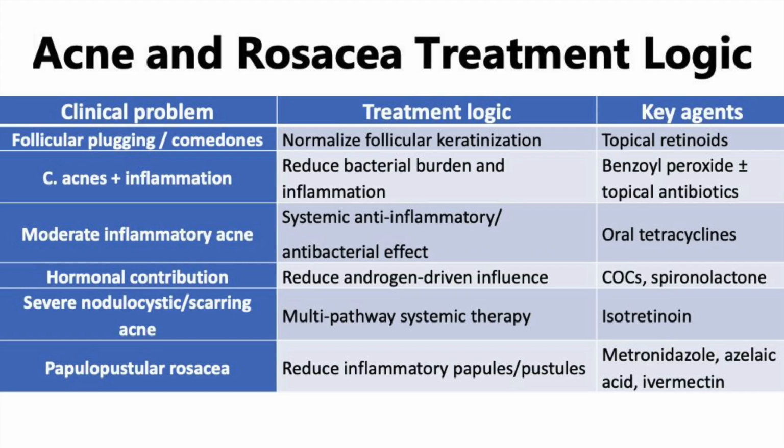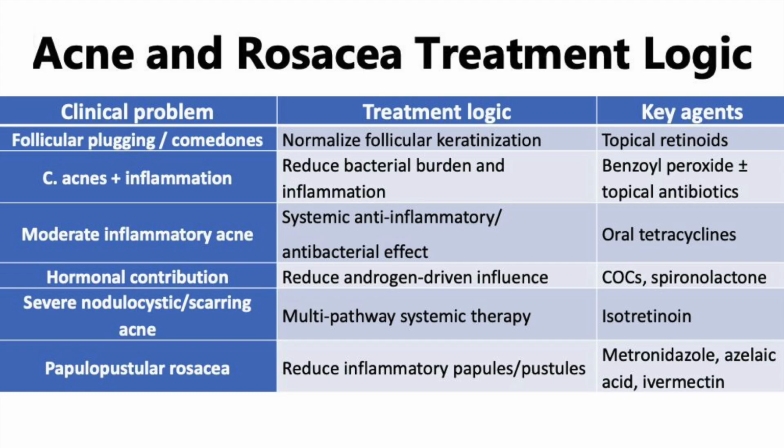Okay, so acne treatment becomes easier when each drug is matched to one part of the disease. So comedones result from abnormal follicular plugging, so topical retinoids normalize keratinization and keep follicles open. Okay, so benzoyl peroxide decreases Cutibacterium acnes and inflammation and is often paired with a topical antibiotic. Moderate inflammatory acne may require an oral tetracycline such as doxycycline for its antibacterial and anti-inflammatory effects.